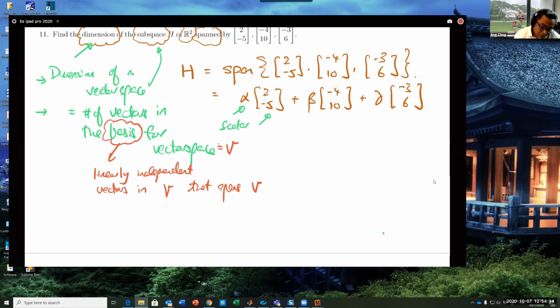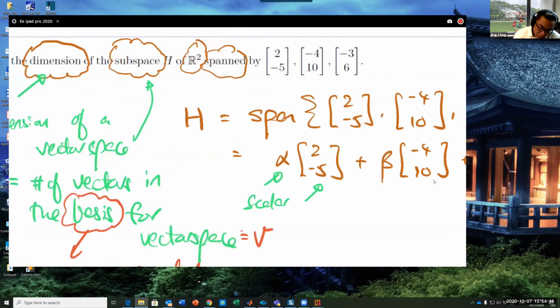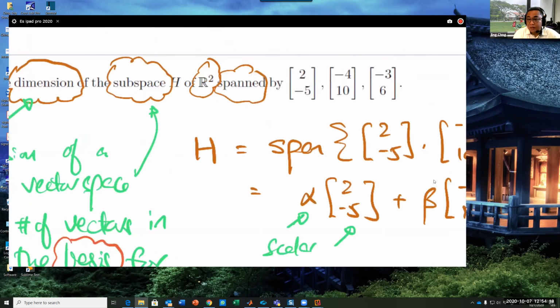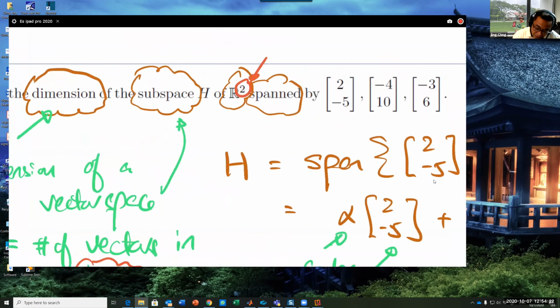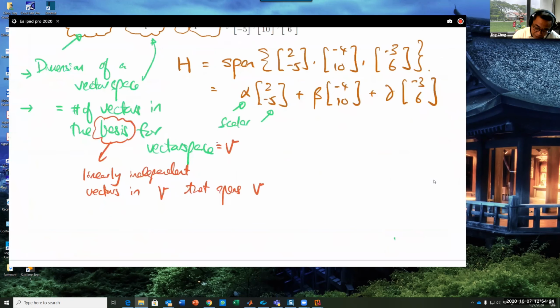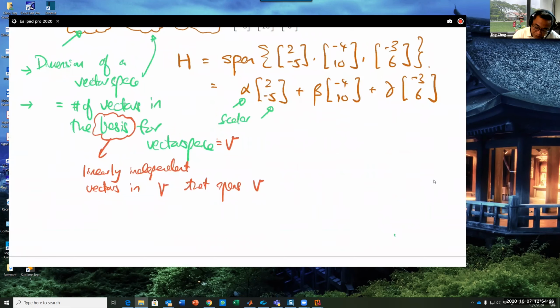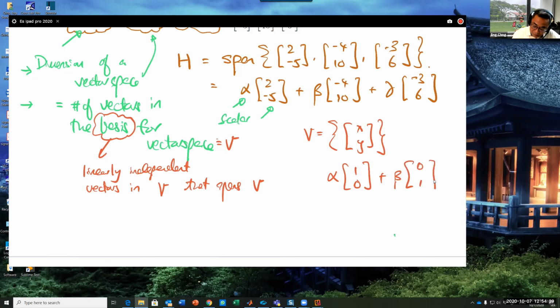Now, actually, once he has given you R2, he's basically saying the vector space V is any X and Y. And then you realize that to form this kind of vectors, R2, the simplest basis is this.